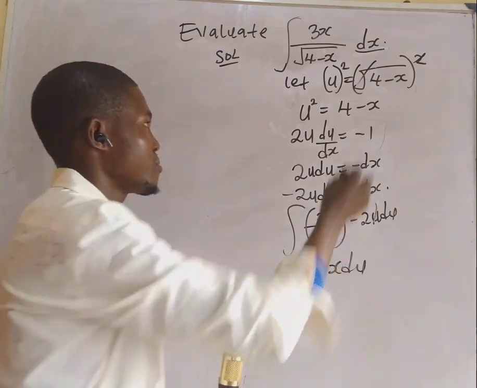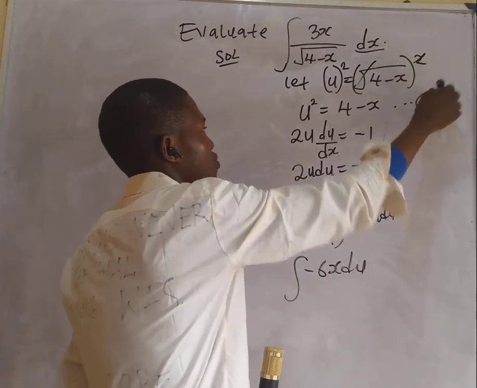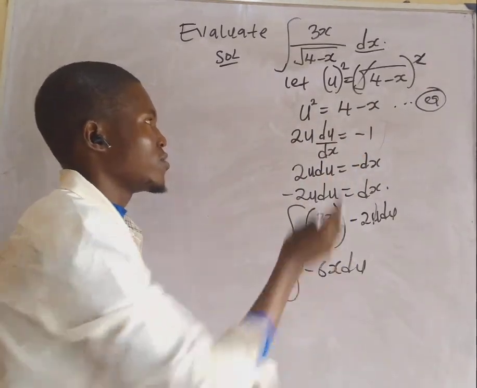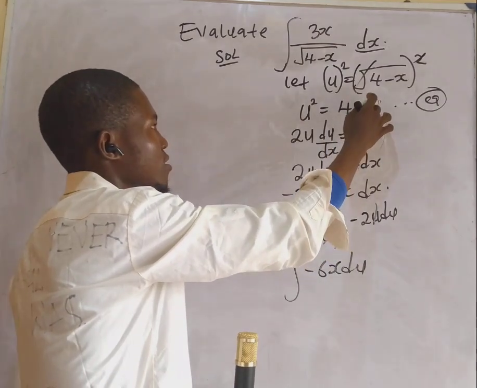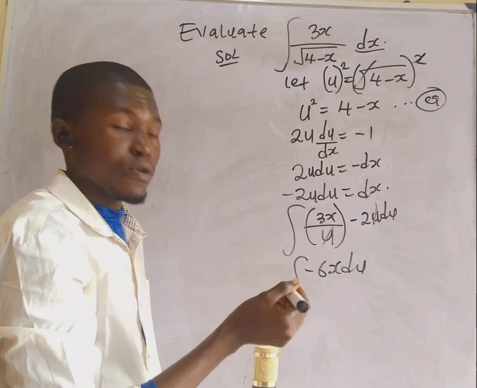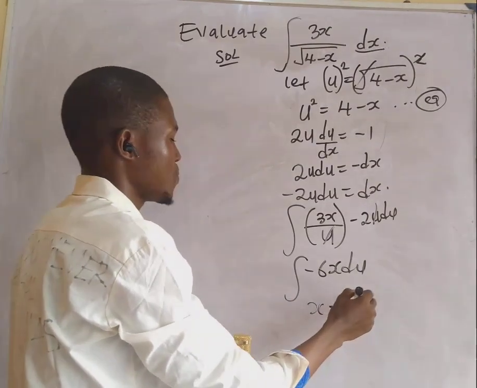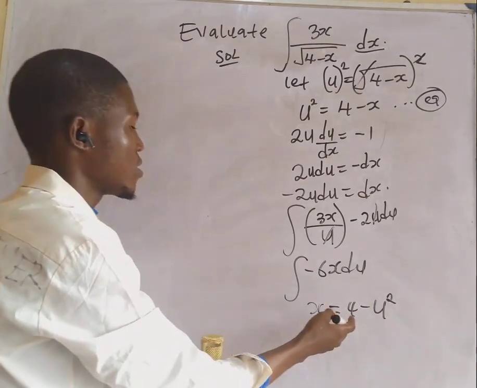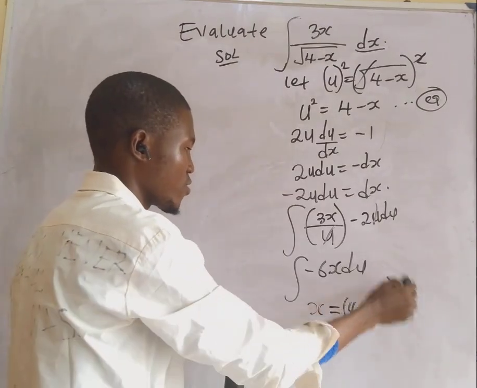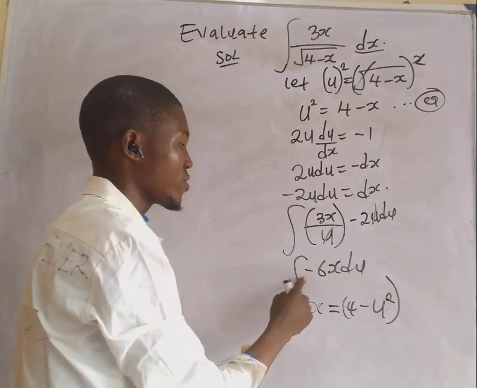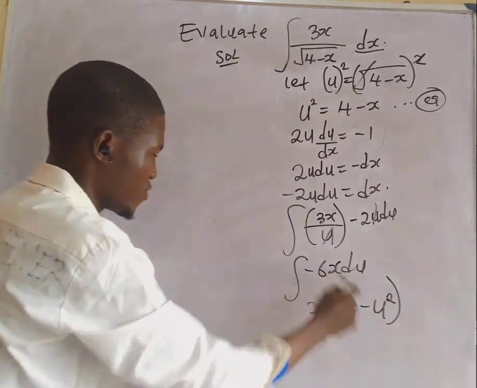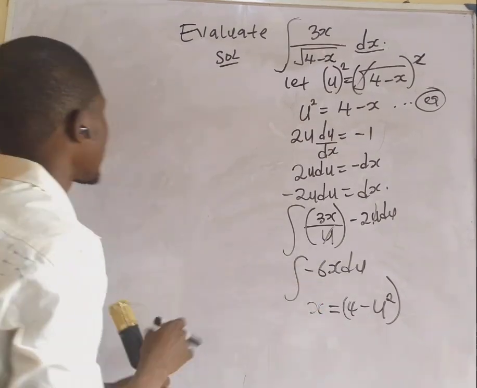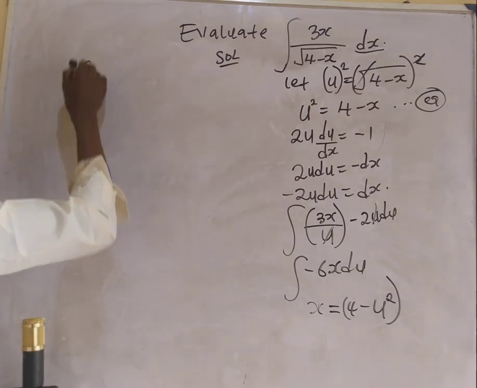What's the next thing we're going to do? Remember from this equation that u squared equals 4 minus x. Let's make x the subject of the formula. Here x will cross over and change sign, so we have x equals 4 minus u squared. Once we have this as the value of x, we substitute it here. Here we have the integral of minus 6x du. We can remove the constant term, which is minus 6, so let's continue from here with minus 6 integral.